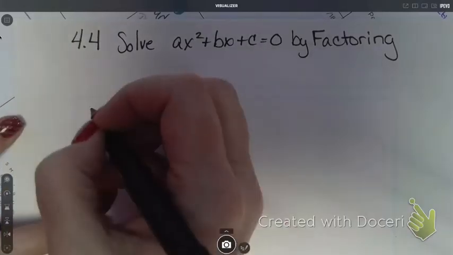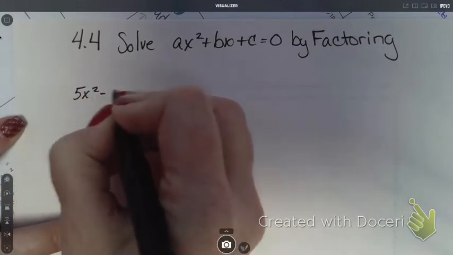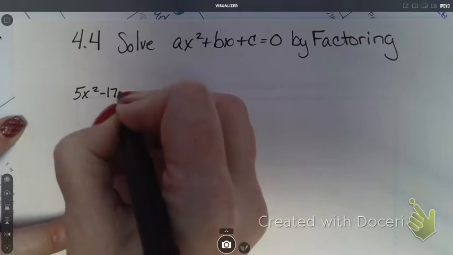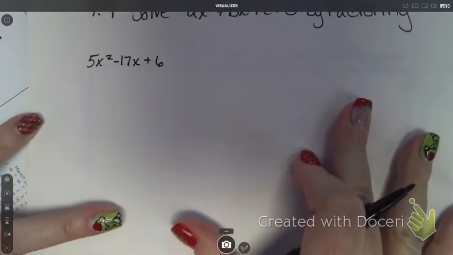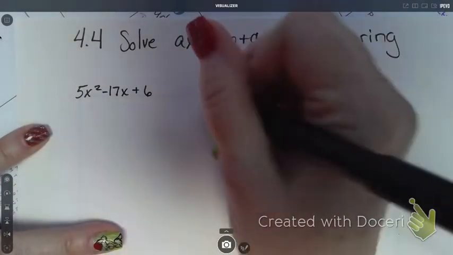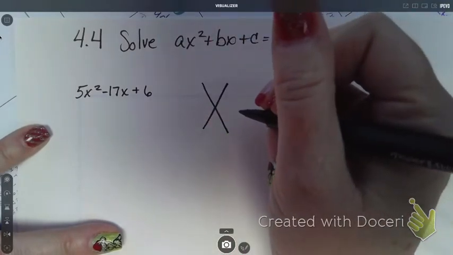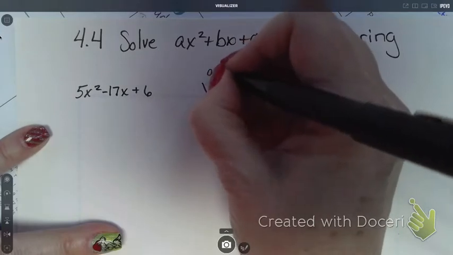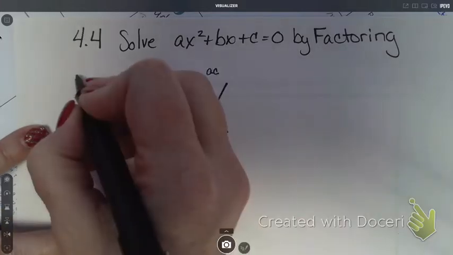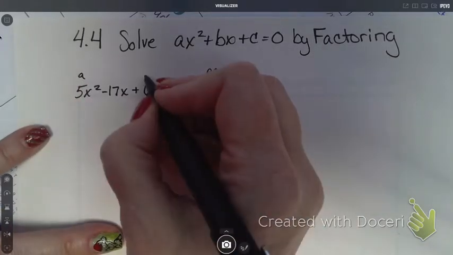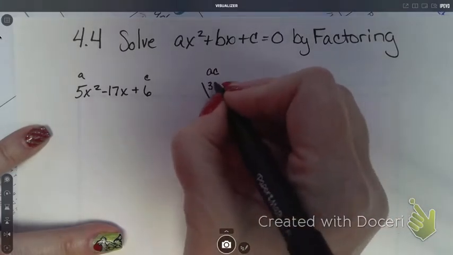So we're going to do the same thing again. We're going to have 5x squared minus 17x plus 6. So I'm going to make an x. And what goes on the top of the x? What times... nope, A times C. What's A? 5. And C is 6. So 5 times 6 is 30.